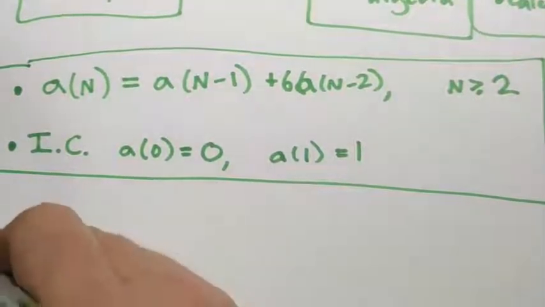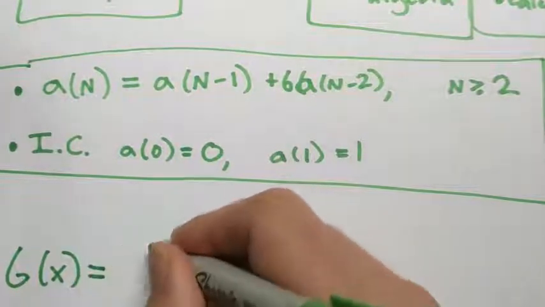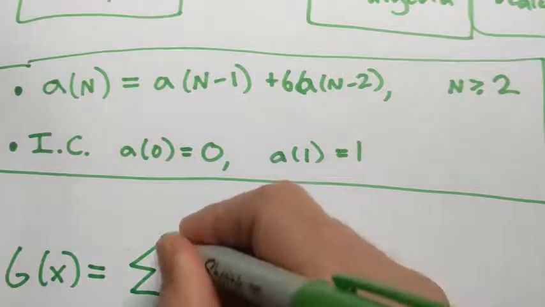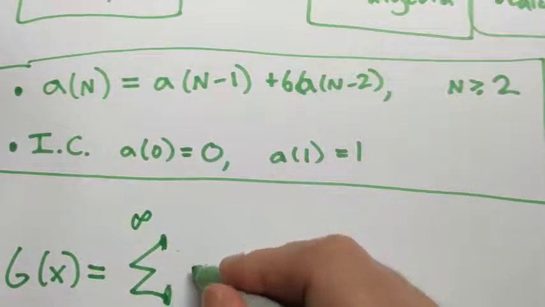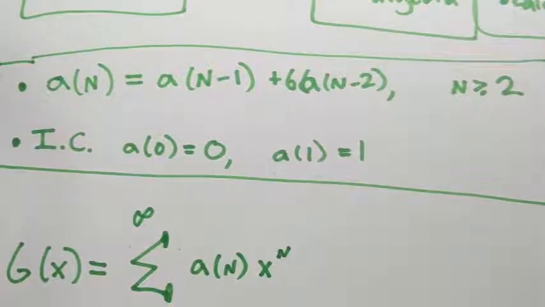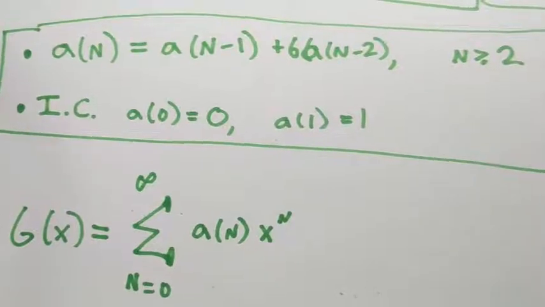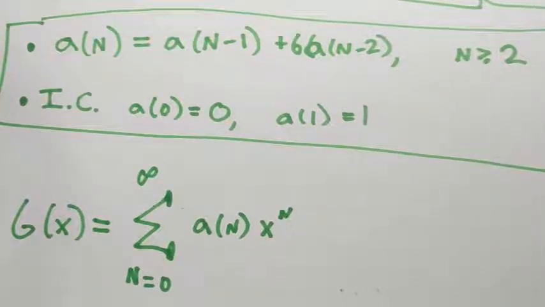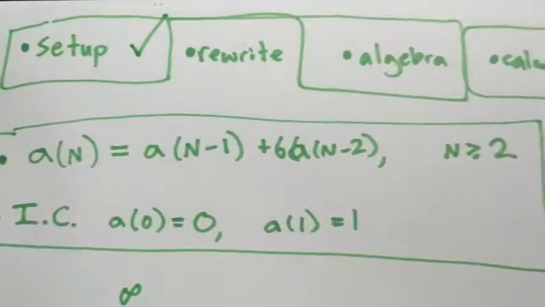And just like last time, I'm going to introduce a function, g of x, which is the sum from n equals 0 to infinity of a of n x to the n. And this function will give me some structure that I can use to determine how this sequence works. I would say that this is the setup portion of my problem.